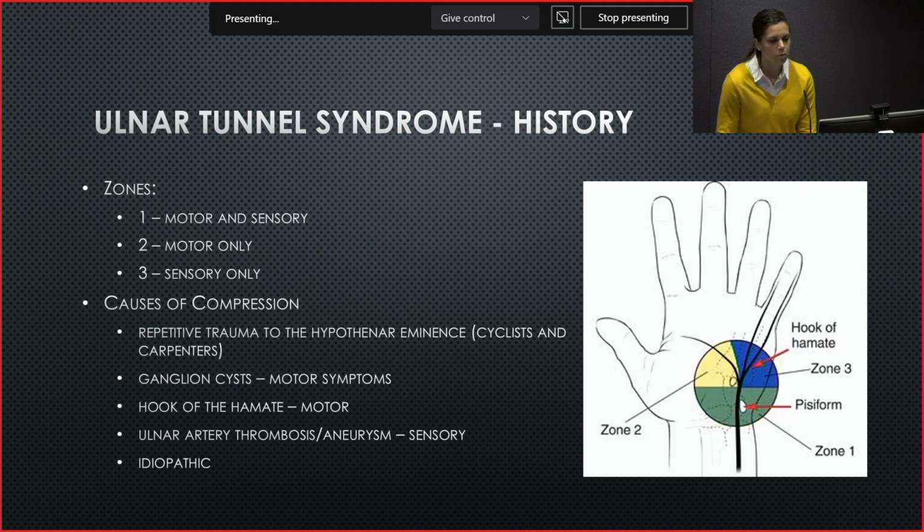Symptoms depend on which portion of the nerve is compressed. So initially, the ulnar nerve is a mixed motor and sensory nerve, and then it divides. And there's 3 zones which correlate to which portion of the nerve is in each. So compression proximally will result in both motor and sensory symptoms.